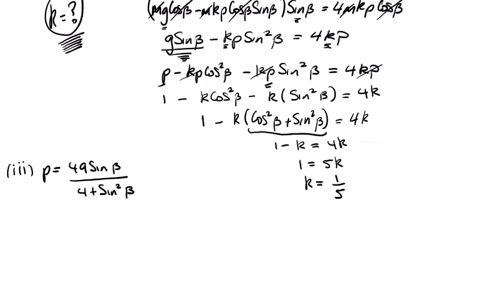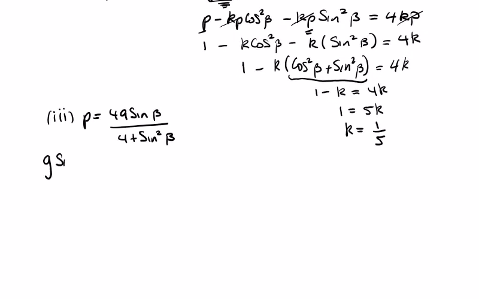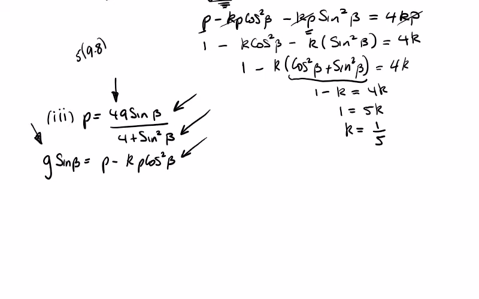G sine beta is equal to p minus k. Now we have k, so we're going to change that now. K p cos squared beta, and again you can see the answer here just has sine in it, so we can replace this cos squared with sine with the formula cos squared beta plus sine squared beta is equal to 1. We should be able to simplify this down. Where's that 49 coming from? Okay, we don't have any 49s in here, but let's think about this 49. G we have here is 9.8, and 5 of them, isn't that 49? That's 49. So it looks like that where the 49 might come from.